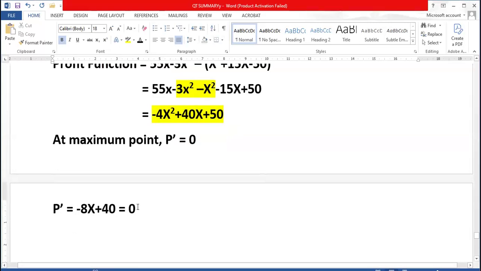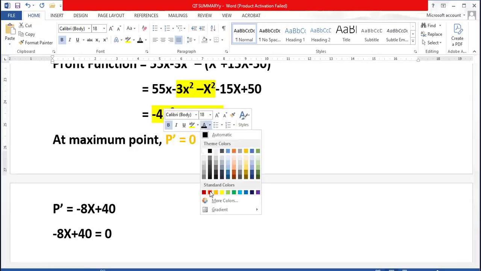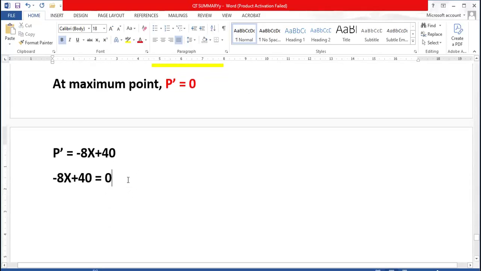So the moment you have your first derivative, you equate it to 0, because we say that the first derivative is equal to 0. That is a rule. We need x, so negative 8x is equal to negative 40. So your x is 40 divided by 8, that is 5.